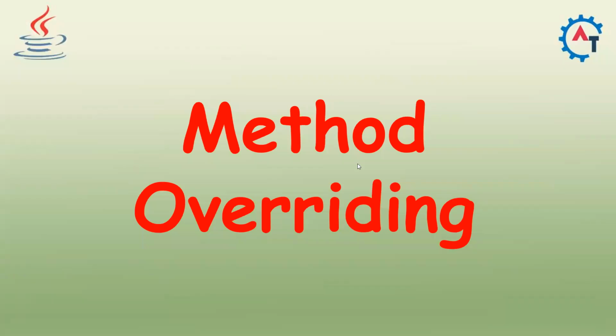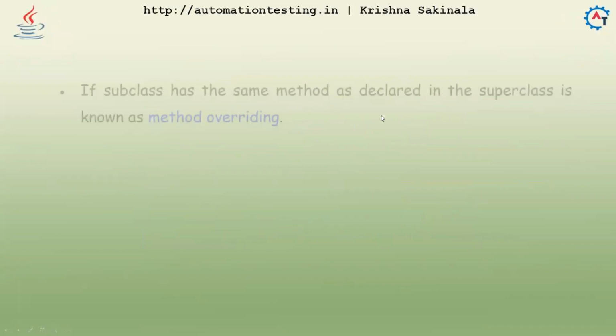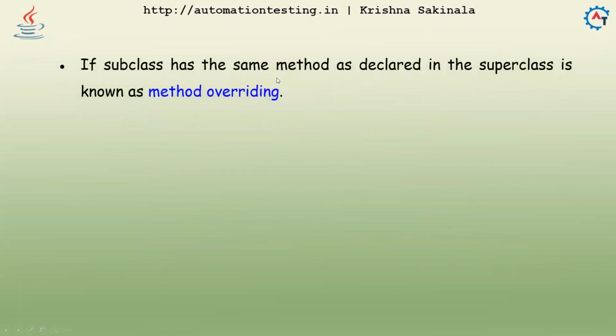Hi, in this video, we will see method overriding in Java. So what is method overriding? Dynamic binding, right? So runtime polymorphism. If a subclass has the same method as declared in the superclass, it is known as method overriding.